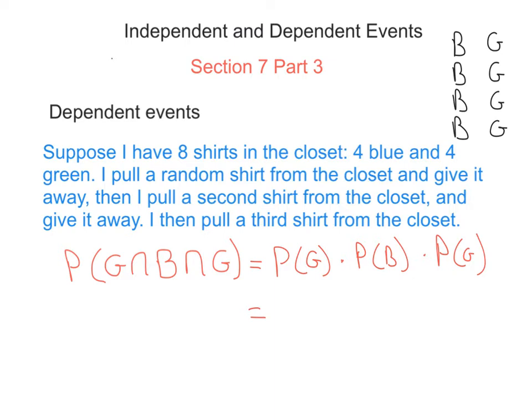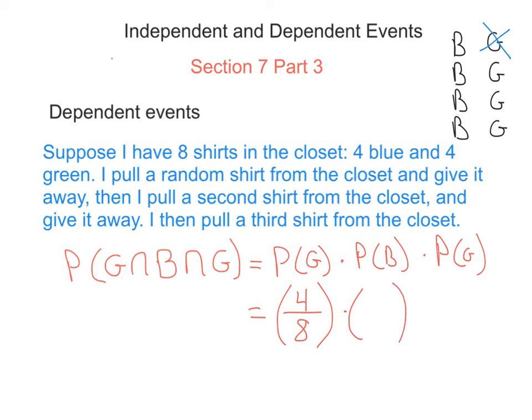So the probability of a green shirt, well, first of all, because this is the first event, you can count. I have 8 shirts to choose from, and 4 of them are green. So that's the probability that I will pull a green shirt on the first event. Now, because of that, we can go ahead and cross out a green because I no longer have that option.